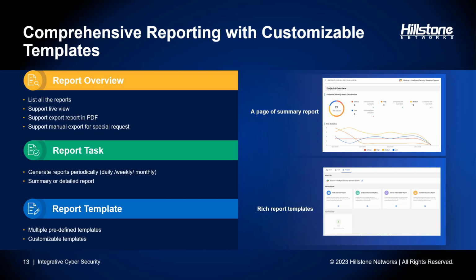Hillstone iSource XDR offers comprehensive reporting with customizable templates. It provides a comprehensive view of network risks, including network scores, threat overviews, and the security status and trends of servers and endpoints. With the flexibility to create tailored reports aligned with an organization's unique requirements and preferences, it empowers organizations to generate reports that meet their specific needs.